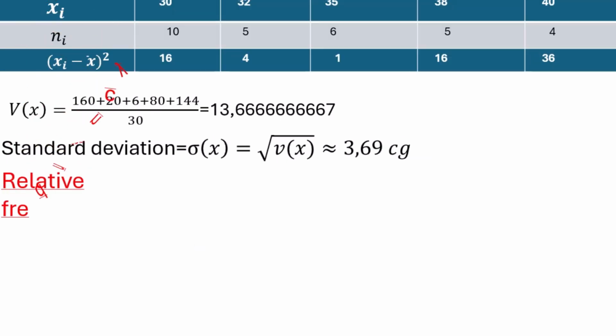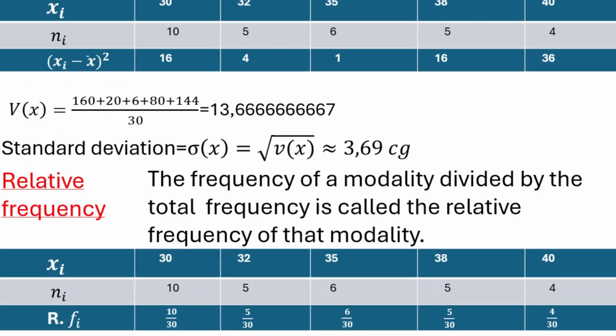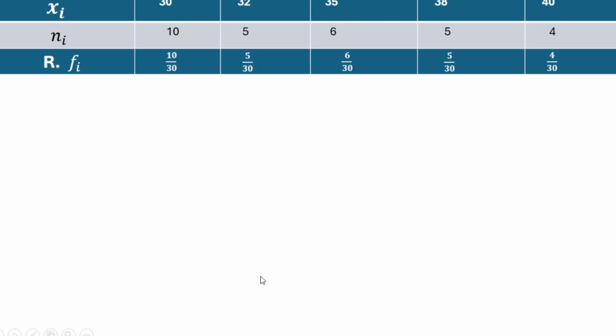Relative frequency of a modality. The frequency of a modality divided by the total frequency is called the relative frequency of that modality. Like this: frequency over total. Here the total is 30. Then 10 over 30, 5 over 30, 6 over 30, 5 over 30, 4 over 30. Frequency over total frequency is called relative frequency.